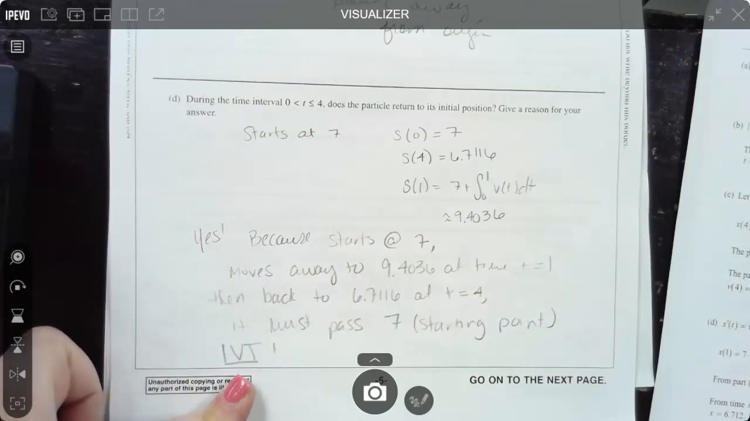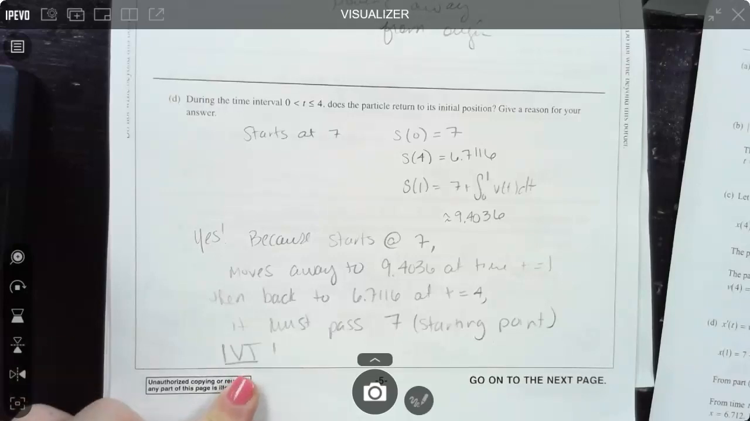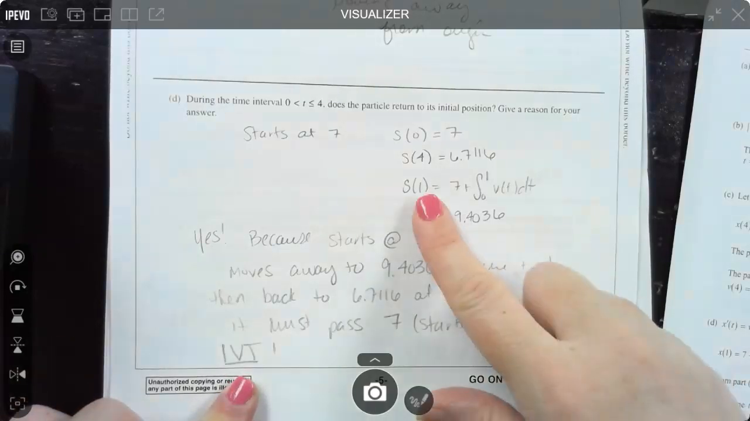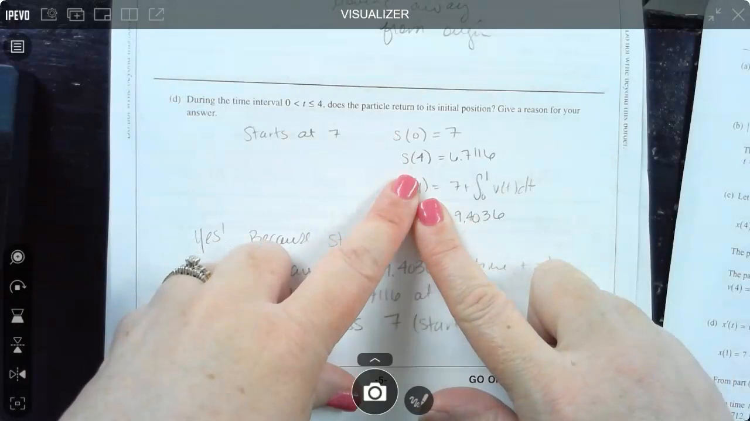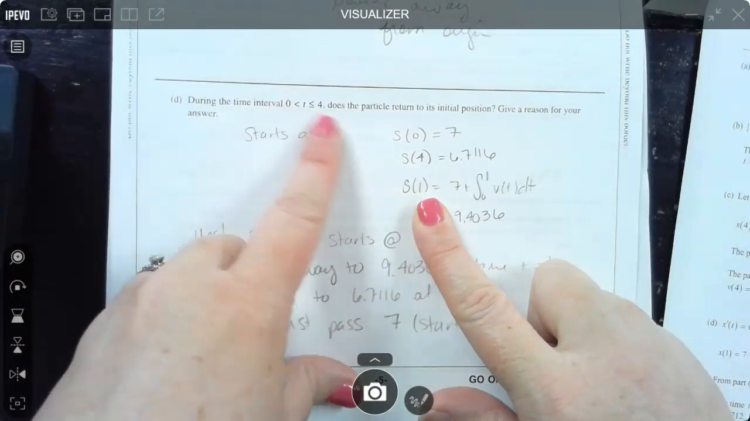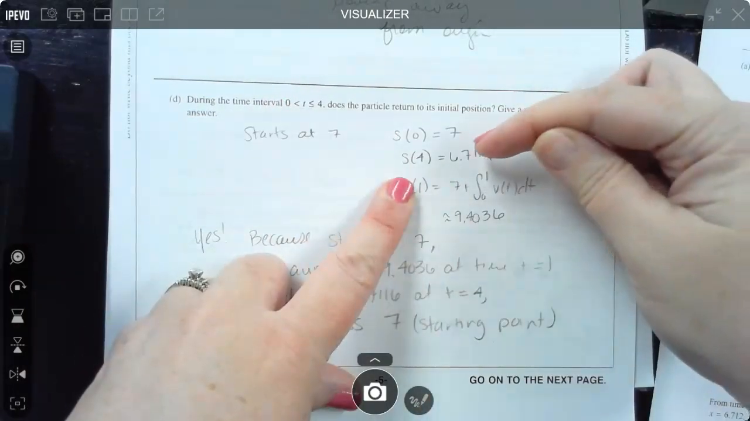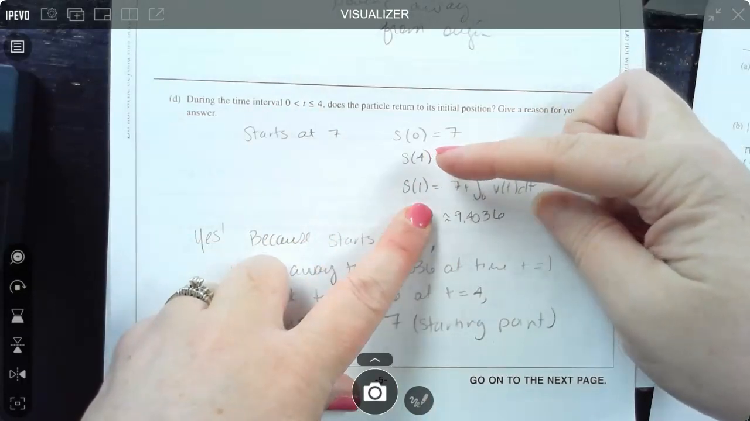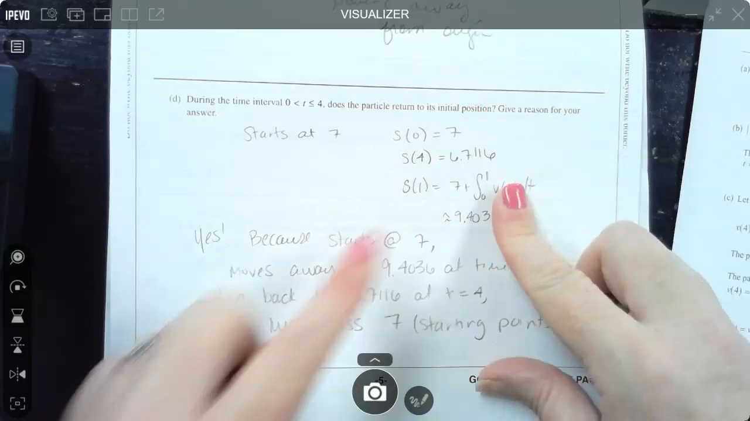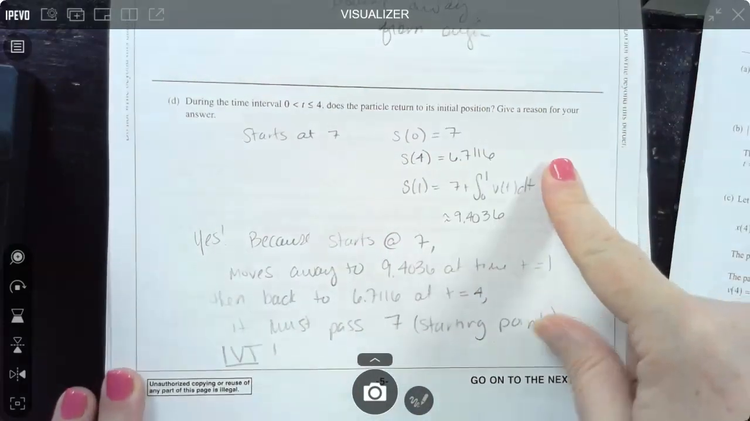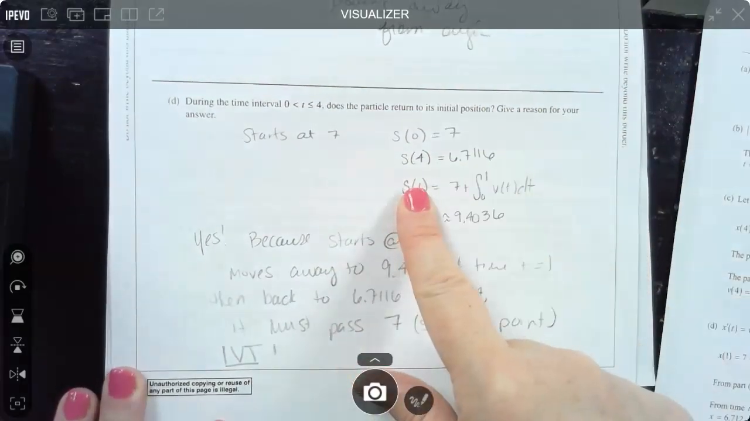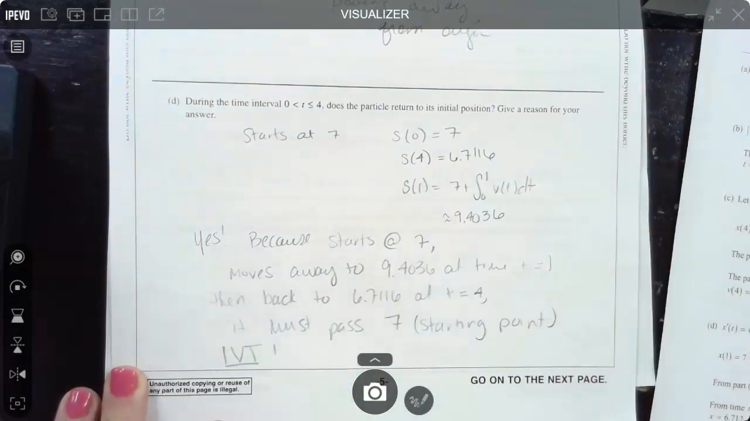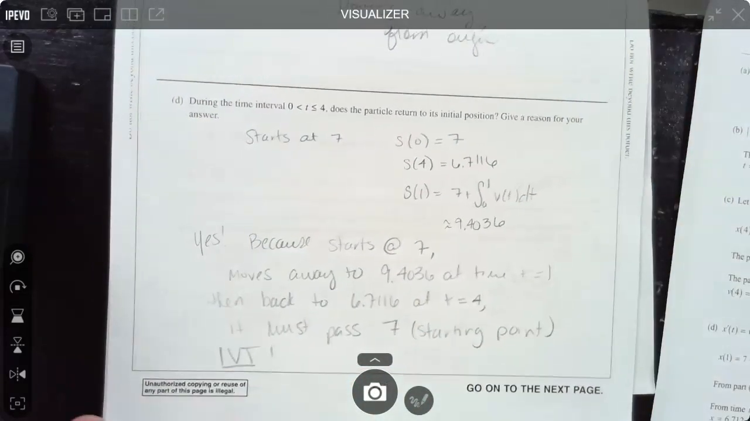Say again. Why'd I do well? Because I had 0 and 4 from previous parts of the problem, right? And I wanted to see if it went from 7 to 6.7, what happens in between. So I just picked a random one. I could have picked 2 or 3, but I wanted to see if I started at 7, I went back to 6 point something, then where did I go in between to see if I cross over that 7?